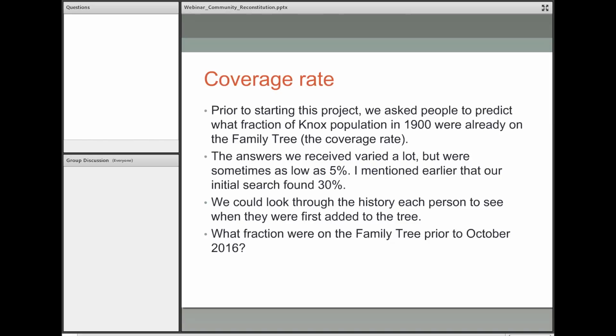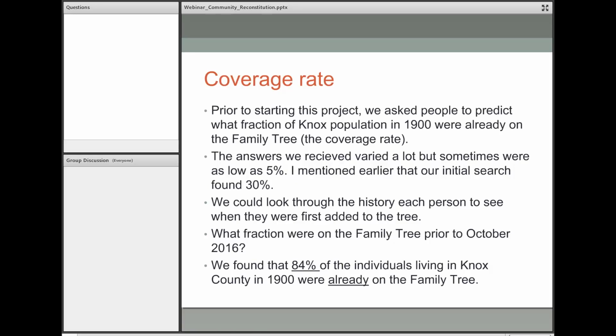But in this case, we found that 84% of the individuals living in Knox County were already on the family tree. Many of them were unconnected, so they might have been a child with their parents. But what we found is that by connecting them all together, most of the people were already there. And of those that weren't on the tree, they were often roomers, boarders, servants, widows, people that were not connected to other family members and are in fact pretty hard to connect to other parts of the tree.